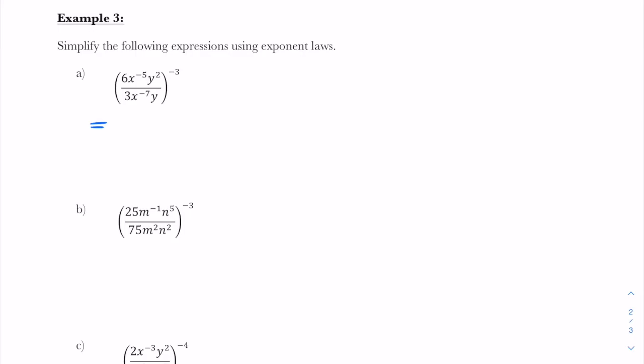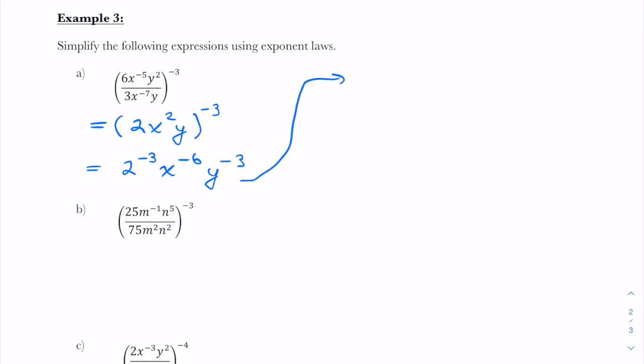6 over 3 reduces to 2. X to the negative 5 over x to the negative 7 will give us x to the positive 2. This came from keeping the base and subtracting the exponents. And finally, y squared over y to the 1 is just y. All of that is to the exponent negative 3. Now I apply the exponent to everything. So we have 2 to the exponent negative 3 times x to the exponent negative 6 times y to the exponent negative 3.